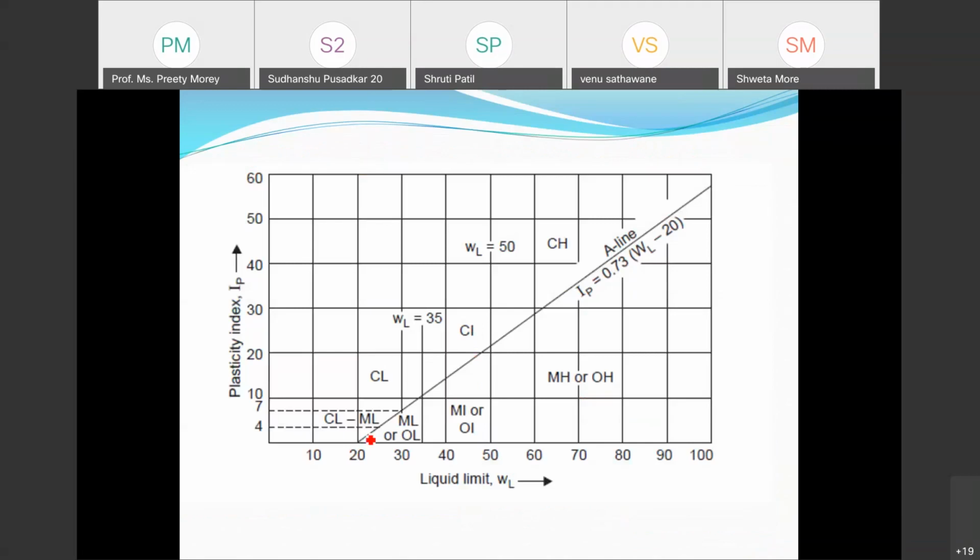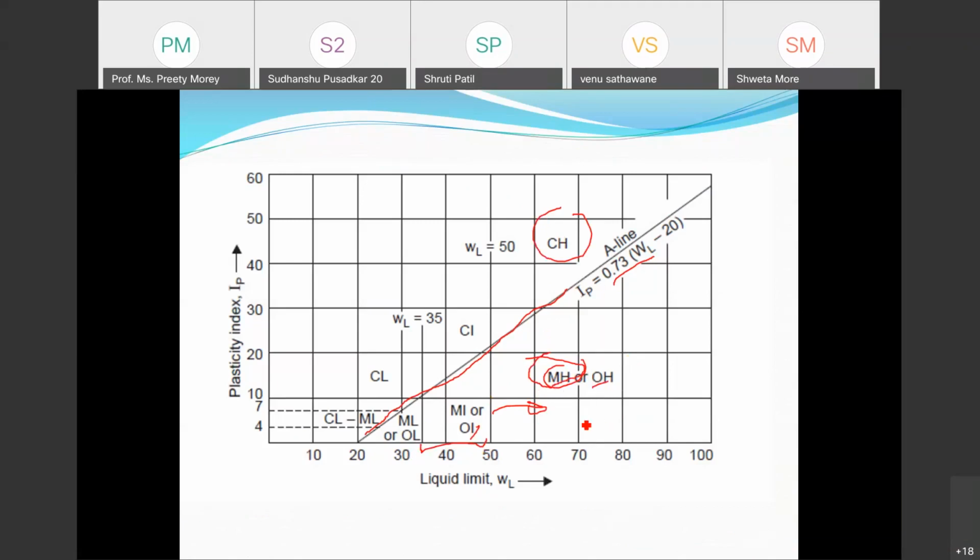Hence, there is only one straight line, which is 0.73 (WL minus 20), and this is the classification: this is 50. So all the soil on this side will have H, and the soil between 50 and 35 will be of I, intermediate, and below 35 is of low. The soil lying above the A line are clay soils, and the soil lying below the A line are silty soil or organic soil.